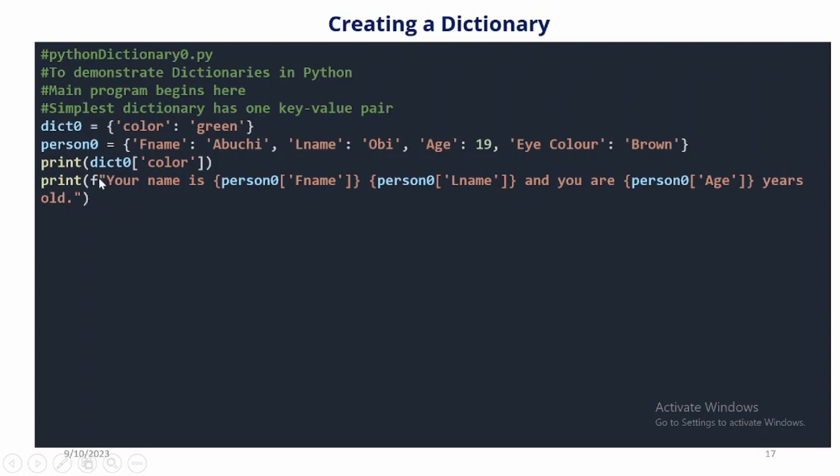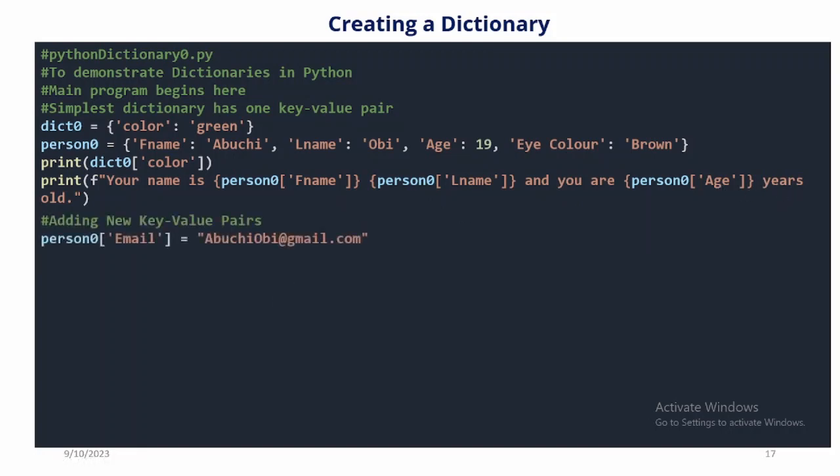If you print, your name is person 0 fname, you give it the key. Person 0 lname, you give it the key. And you are person 0 age, you give it the key. You will always give it the key, and Python will return the value. So the statement is going to be: your name is Abuchi Obi and you are 19 years old.